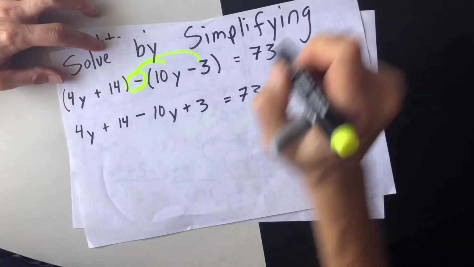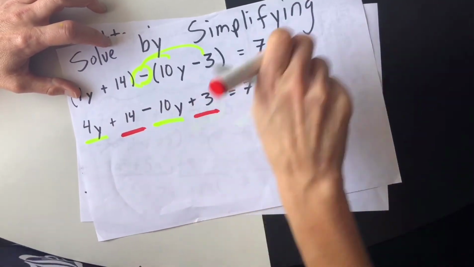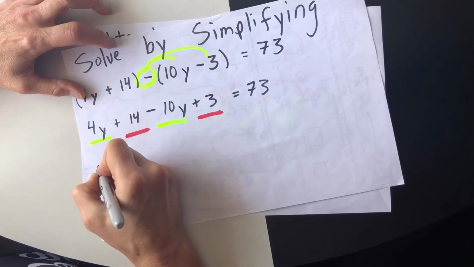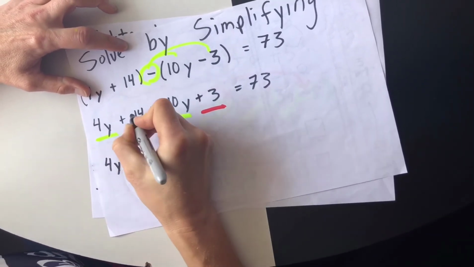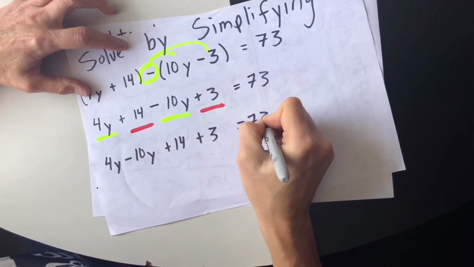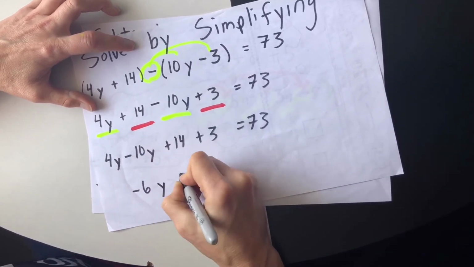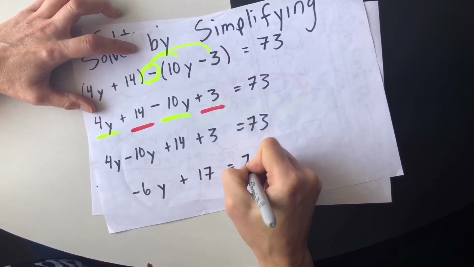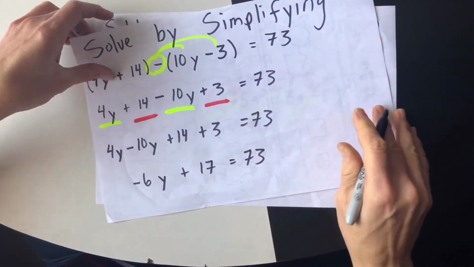Combining like terms, we have 4y minus 10y plus 14 plus 3 equals 73. 4y minus 10y is minus 6y, plus 17 equals 73. So then we just have to balance this equation to solve for the variable.